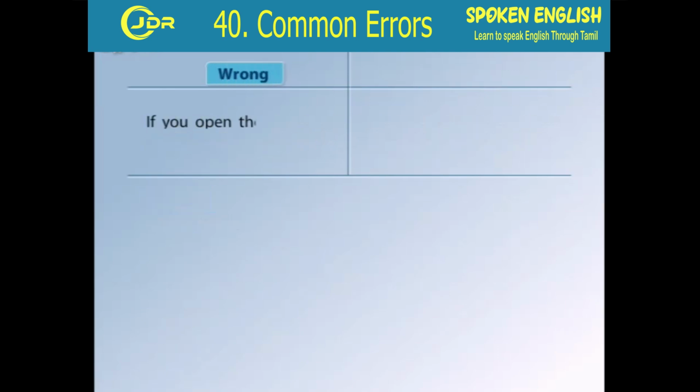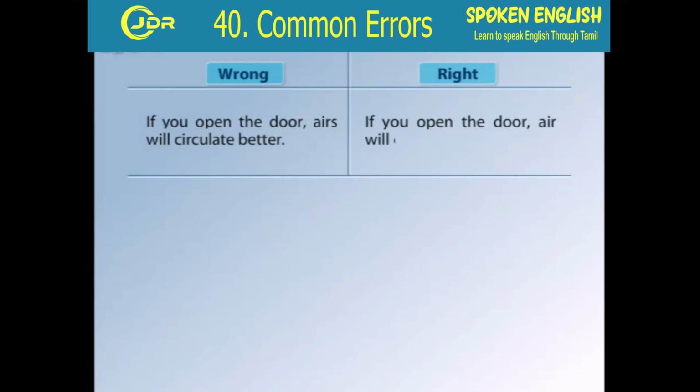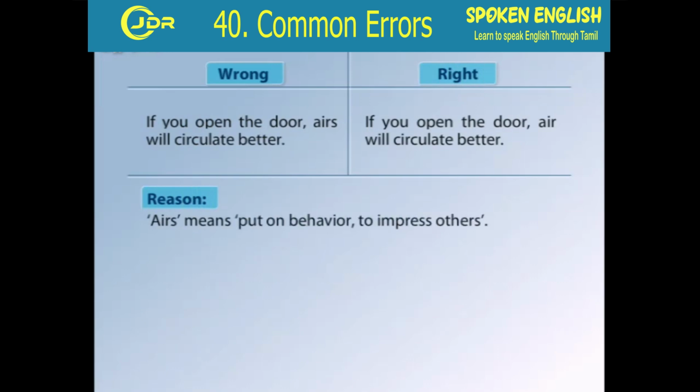Wrong. If you open the door, airs will circulate better. Right. If you open the door, air will circulate better. Reason, airs means put on behavior to impress others.